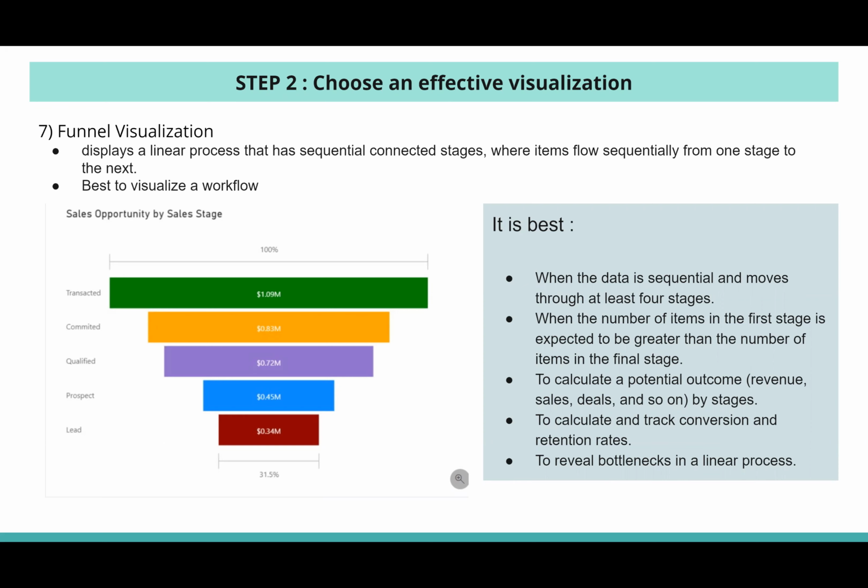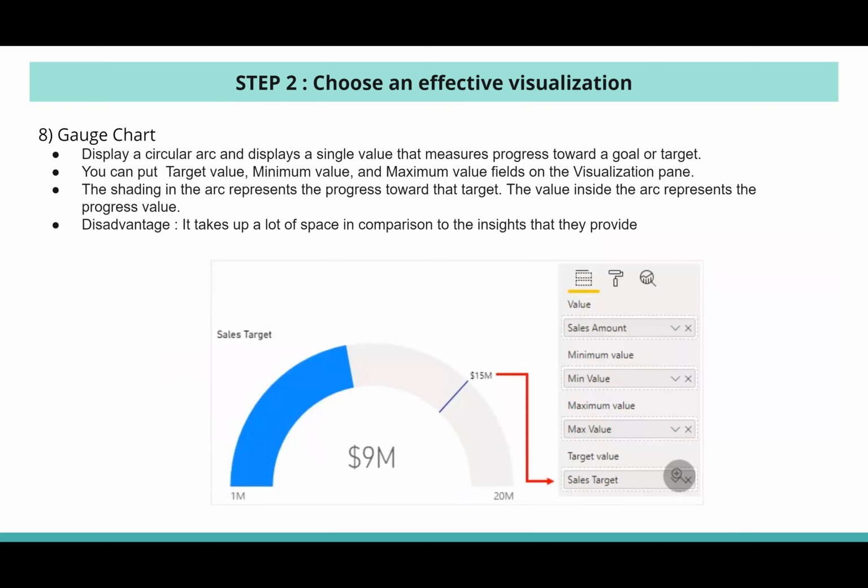Okay, so the next one we have is the Gantt chart. It could show you the progress toward a goal or target. Like in this one, we have the minimum target of 1 million, and the maximum target of 20 million. And the middle number, like $9 million, is the progress value of the current sales target.